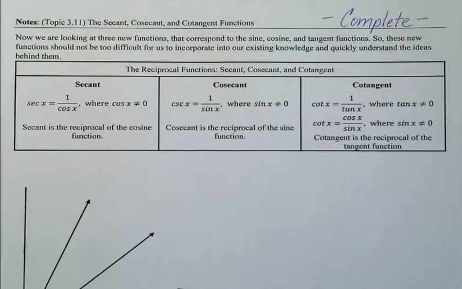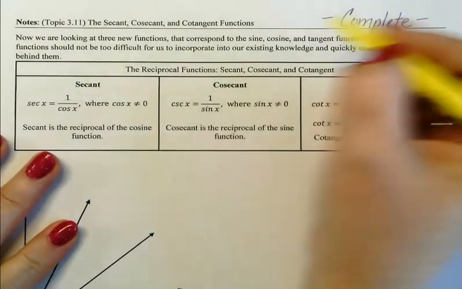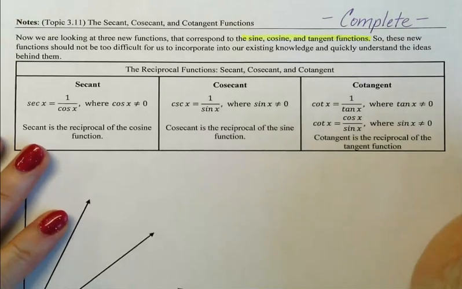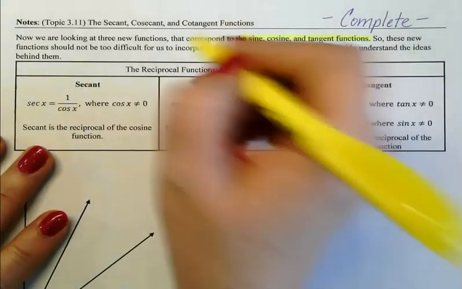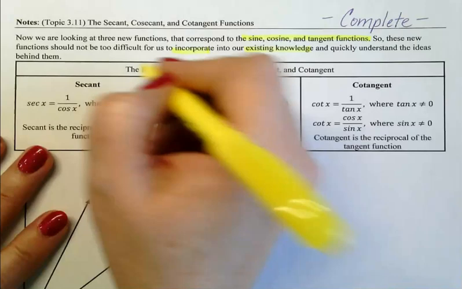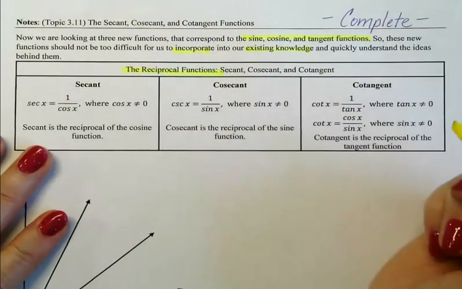Hello, today we're looking at topic 3.11, the secant, cosecant, and cotangent functions. So those are trig functions that we haven't looked at yet. But we're looking at these three new functions, and they correspond to sine, cosine, and the tangent function, which we have spent a lot of time learning about and going in depth about. So these new functions shouldn't be too difficult to incorporate what we already know and apply that to these new functions because these new functions are basically reciprocal functions.